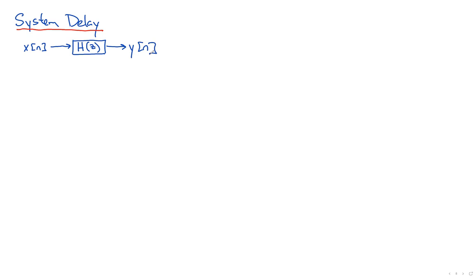Now, I just want to tie everything we talked about in this lesson together. System delay. You've got an input, gets processed by a system, and you have an output. It's useful to talk about what the delay is for a system. I'm going to describe what I intuitively think about when I hear the words system delay.